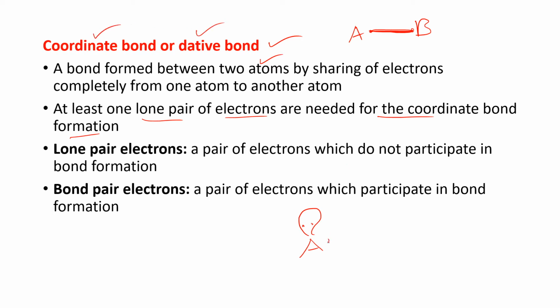And here there are some other electrons, and these electrons will be involved in the bond formation. So a lone pair of electrons means a pair of electrons that will not be involved in the bond formation. If they are shared, these electrons will lead to the formation of a covalent bond or dative bond. So lone pair of electrons means the electrons which do not participate in the bond formation. Bond pair of electrons means those which participate in the bond formation.